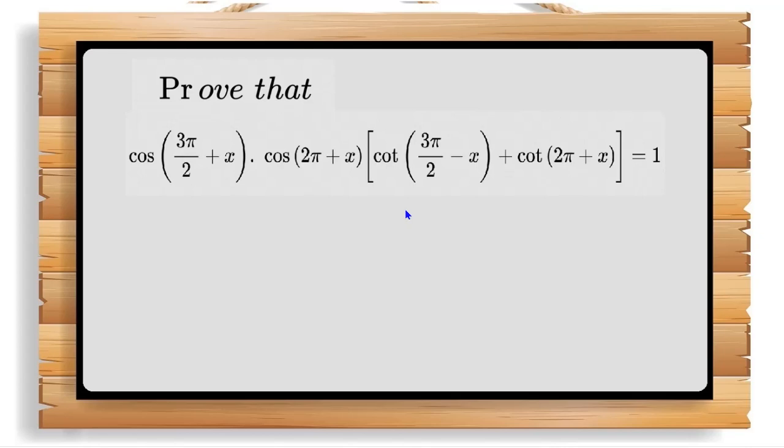3 pi by 2 means 3 into 90 plus x, which is in the fourth quadrant. In the fourth quadrant, cos is positive, and cos of (3 pi by 2 plus x) is equal to plus sin x. Just applying the allied angle formula. And what is cos of (2 pi plus x)? 2 pi plus x is in the first quadrant, and it is 2 pi, an even multiple of pi by 2, so it will be the same as this.